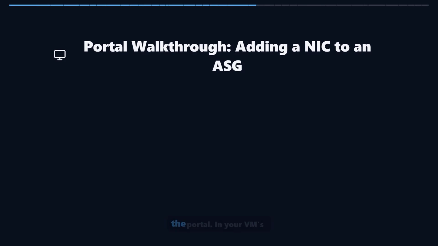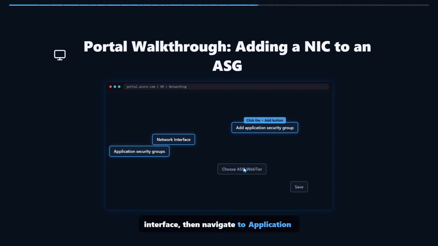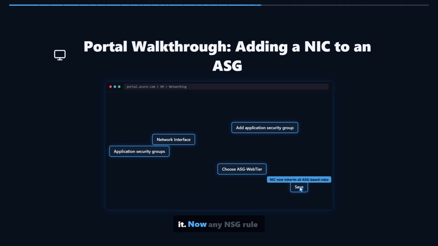Let's walk through this in the portal. In your VM's networking blade, click the network interface, then navigate to Application Security Groups. Add the ASG you've already created, say ASG Web Tier, and save. That's it. Now any NSG rule targeting that ASG will apply to this NIC without touching a single IP address.